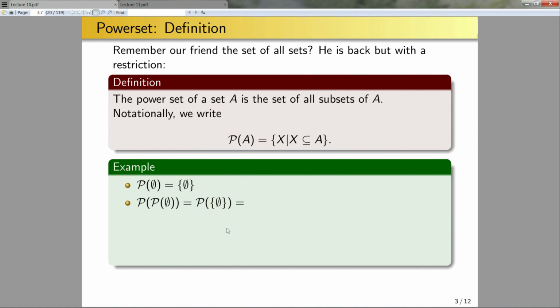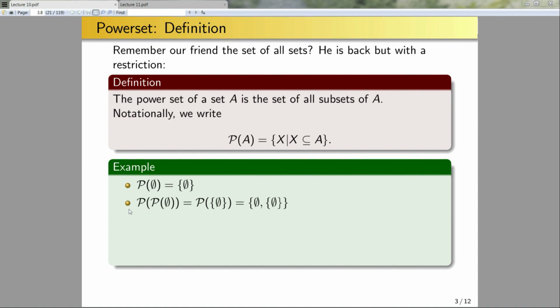And now, what are the subsets of this? Well, it has two subsets. The null set is always a subset of any set, so the null set is going to be in the power set of this. And this set contains the null set, therefore the power set of this set also contains the set that contains the null set. I just said null set a whole lot of times, but you can continue this process indefinitely.